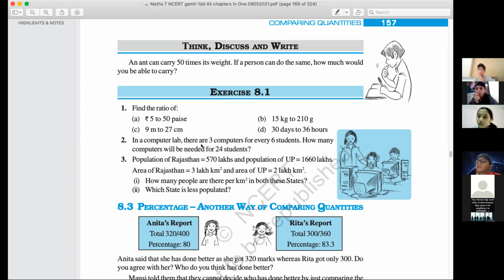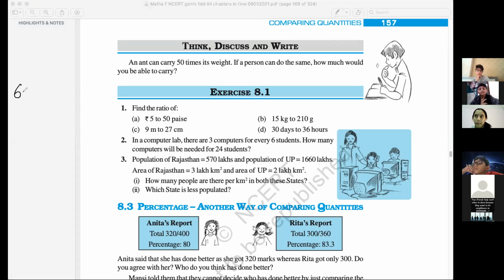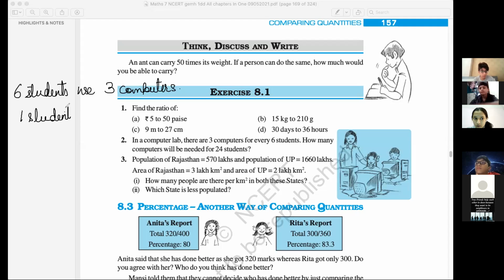In a computer lab, there are 3 computers for every 6 students. So 6 students use how many computers? 3 computers. Means 6 students all together use 3 computers. So 1 student will use how many computers? Half computer.